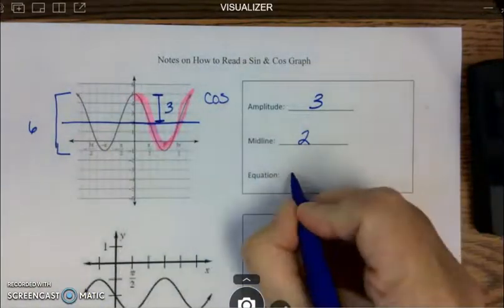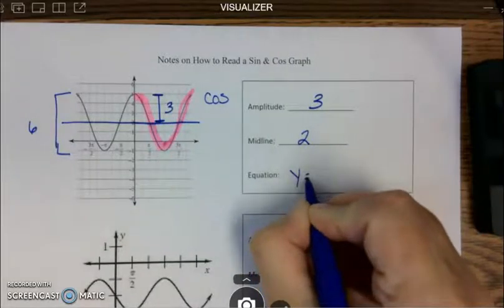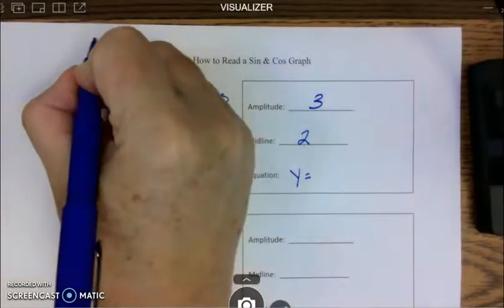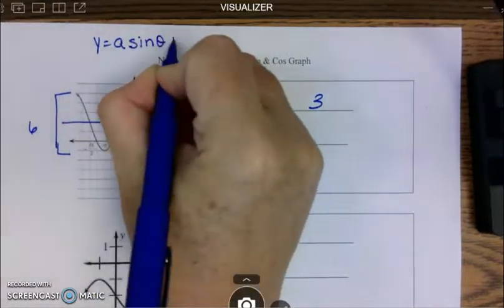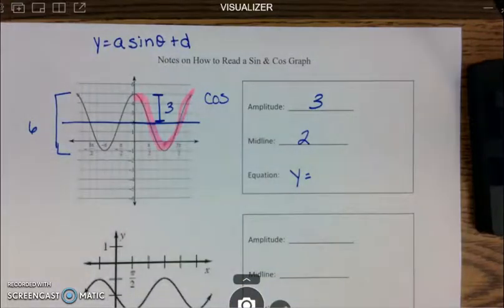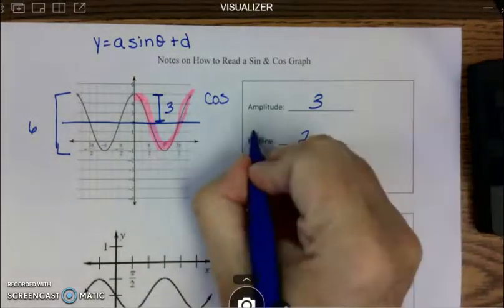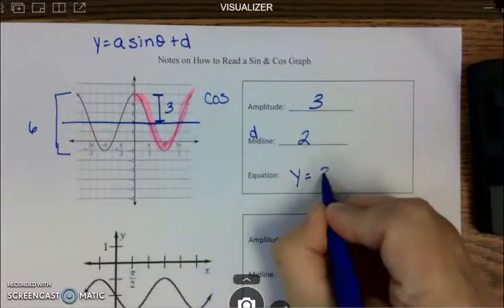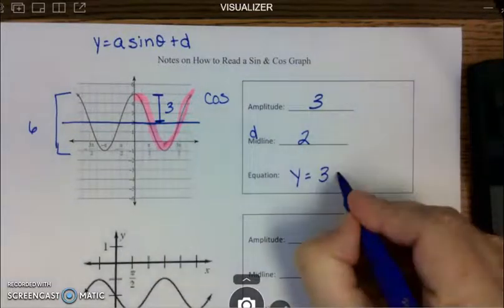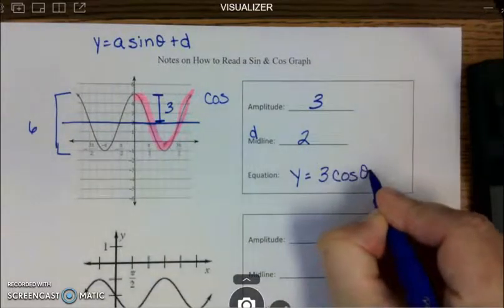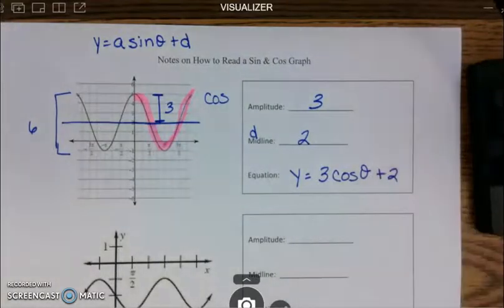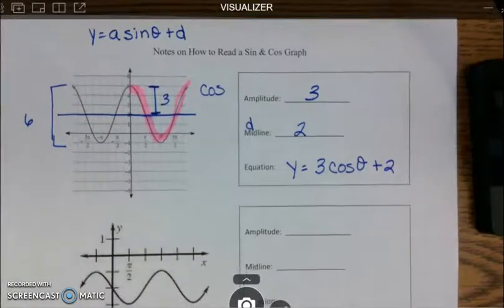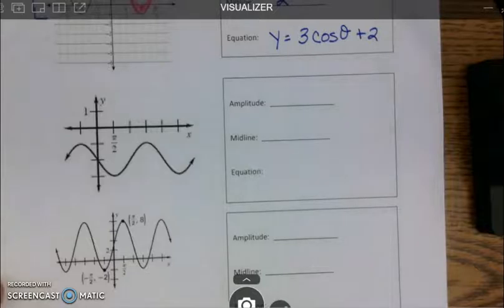So here we go. Ready? In case you forgot, y equals A, I'm just going to put sine or cosine, plus D, meaning our midline. Midline is D. So y equals 3, and we say cosine theta. Yes, you have to have the theta. Plus 2. And that's it. Isn't that sweet? I know, right? So let's look at this one.